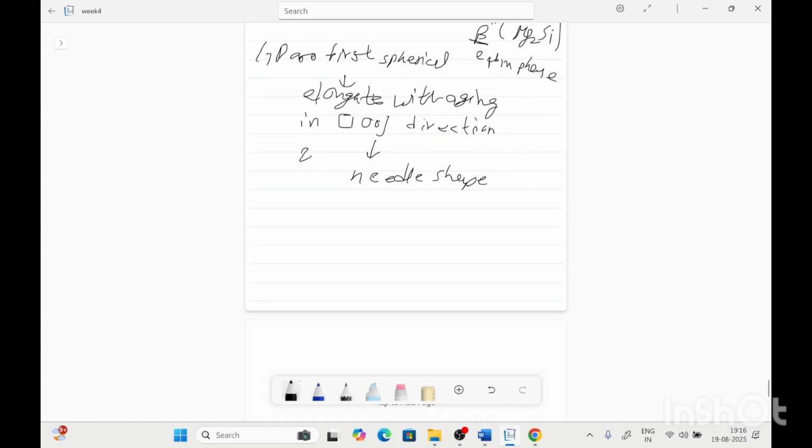If we talk about the coherency between the beta prime precipitate and the aluminum matrix, the beta prime precipitate is semi-coherent, rod shaped, because they are elongated with a length of 1 micron and a diameter of 0.1 micron.